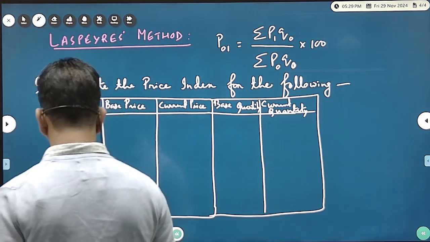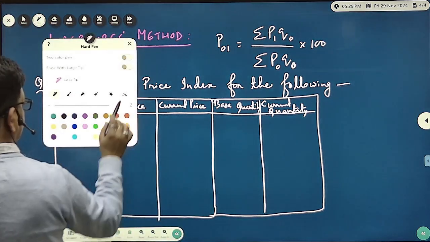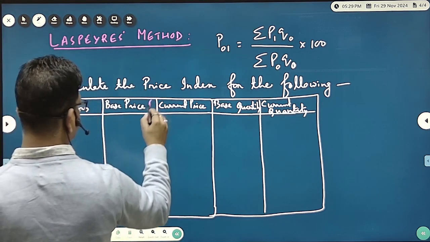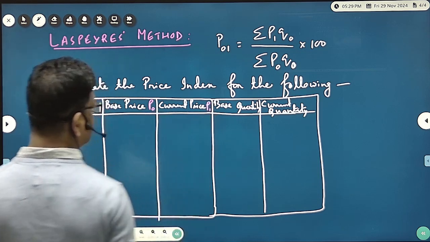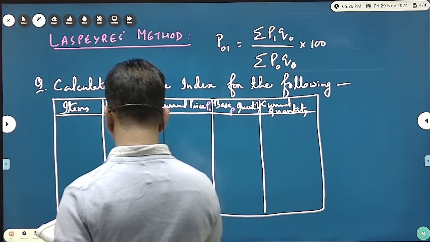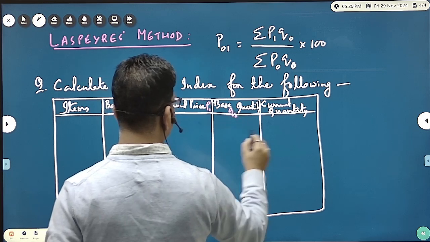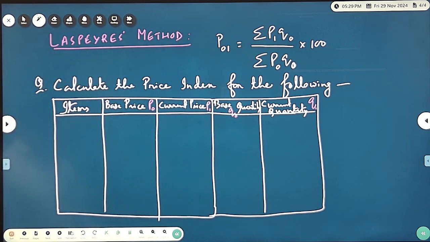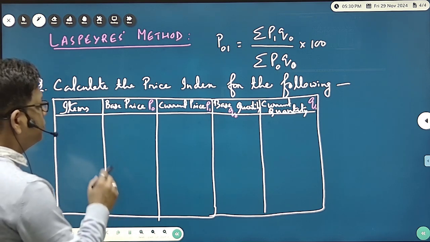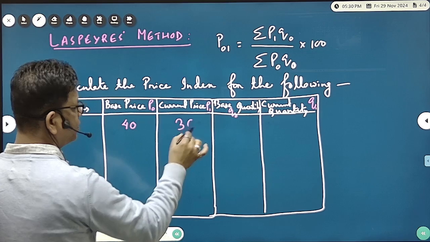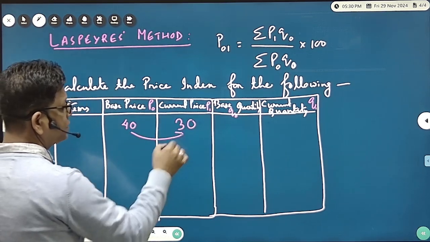Okay, now let me write the symbols before I start the solution. So base price you know P0, current price you know P1. Now base quantity and current quantity, I am going to explain that. Q for quantity: base quantity is Q naught, and here it is Q1. Now what does it mean? The previous example did not have base quantity and current quantity. Suppose when it was 40, first try to understand, now suppose it got 30. So when the price decreases, we always do like that.